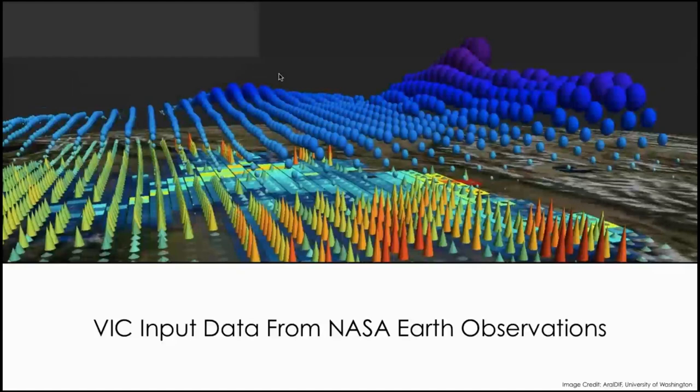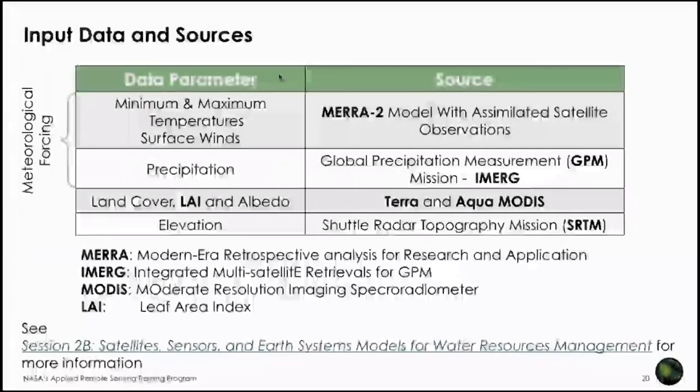So with that, we saw the main input parameters that we are supposed to provide for VIC simulation. And now we are going to go through a list of these data that are available from NASA observations. Okay, so here is what we talked about. We talked about input data, and these are the sources for the data. We talked about meteorological forcing, for which we need temperatures and winds at surface. We need precipitation, and these are available from these two sources.